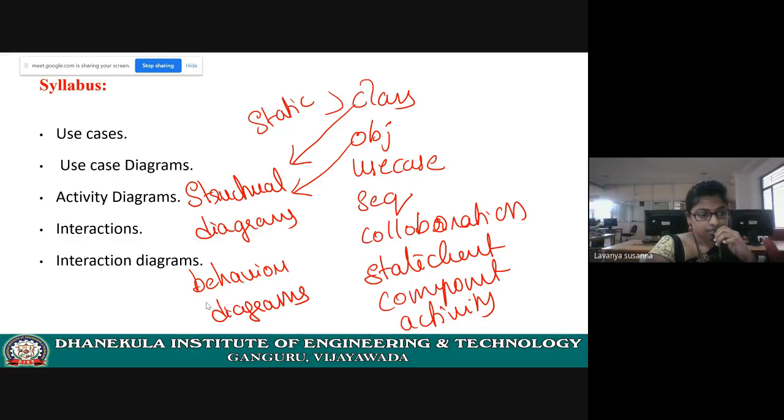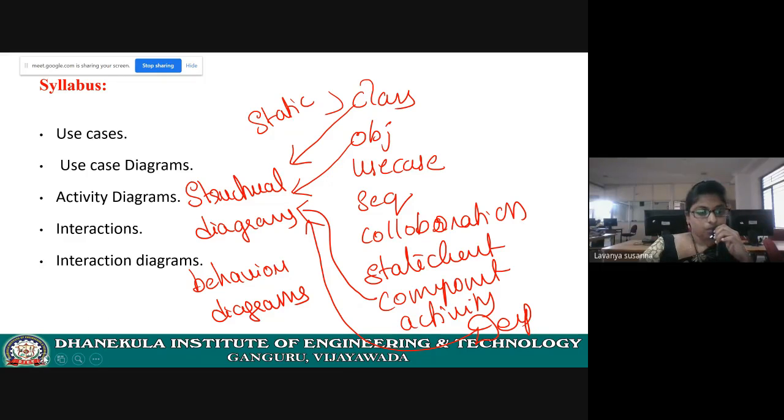Yes, very good. Next, see, class diagram is a structural diagram, object diagram is a structural diagram, component diagram is a structural diagram, and deployment diagram is a structural diagram. Structural diagrams are nothing but static ones. Okay, object diagram, component diagram, and deployment diagram are structural diagrams.